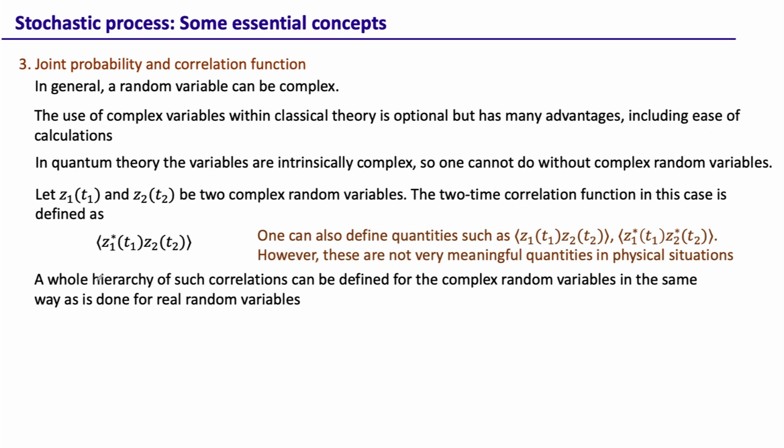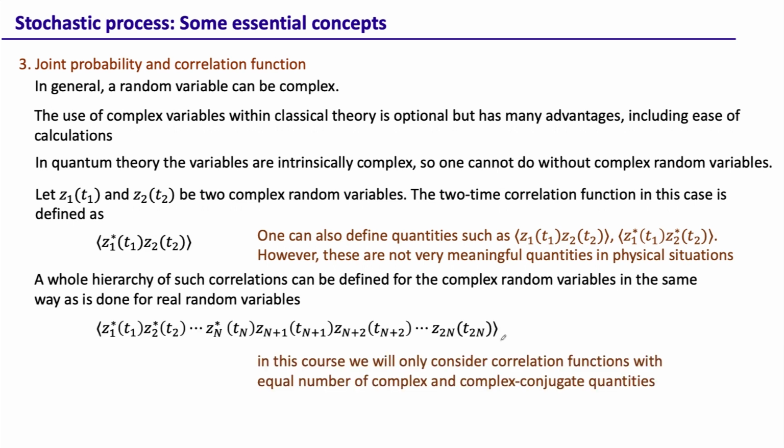Again, as in the other case, a whole hierarchy of such correlation functions can be defined for complex random variables as well, as we had done for real random variables. So for example, we have z1 star(t1), z2 star(t2), up to zn star(tn), and then z(n+1)(t(n+1)), z(n+2)(t(n+2)), up to z2n(t2n). At least in this course, we will only consider correlation functions with an equal number of complex and complex conjugate quantities. But all I'm trying to point out is that the definition remains the same.